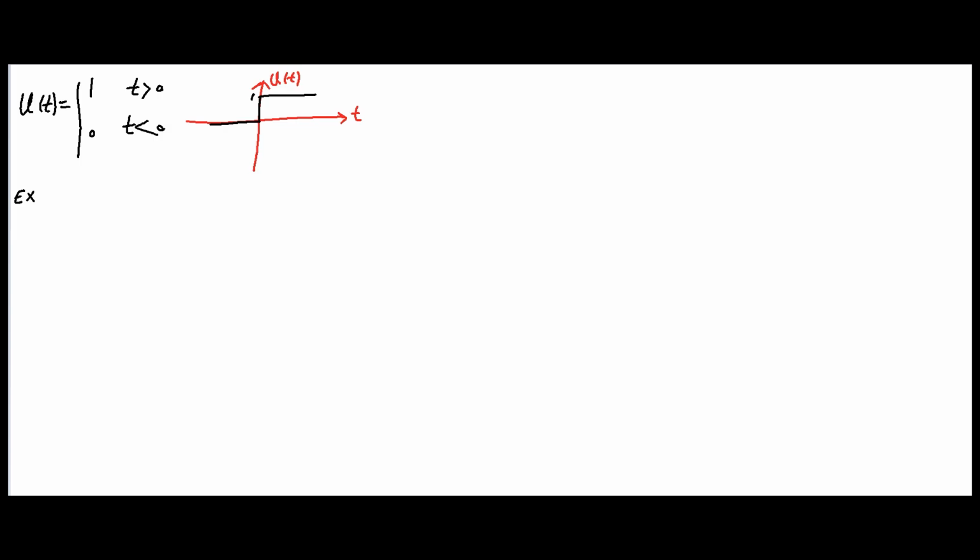For example, suppose they give you the signal 4u(t - 2) and ask you to draw it. If you pay attention, here the unit step has been shifted 2 units to the right and its amplitude is 4. Therefore, for t values greater than 2, it will be equal to 4, and for t values less than 2, it will be equal to 0.